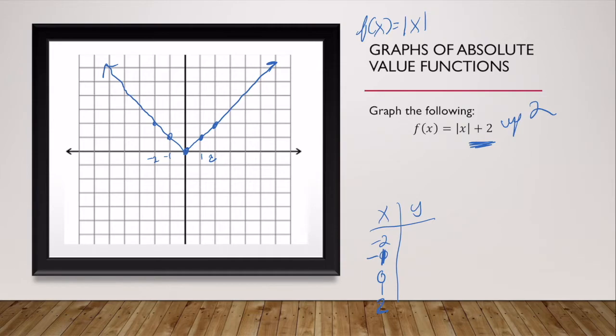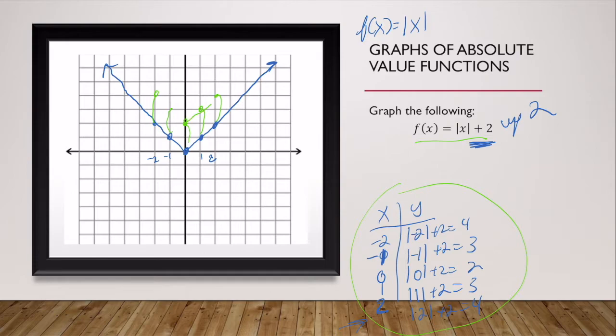If x is negative 2, I have the absolute value of negative 2 plus 2, which is 4. The absolute value of negative 1 plus 2, which is 3. The absolute value of 0 plus 2, which is 2. And we have symmetry, right? The absolute value of 1 plus 2 is 3. The absolute value of 2 plus 2 is 4. It's a little hard to see the blue down there. Sorry about that. So I could graph this new function either by moving each point up 2, or I could have found and plotted these points.